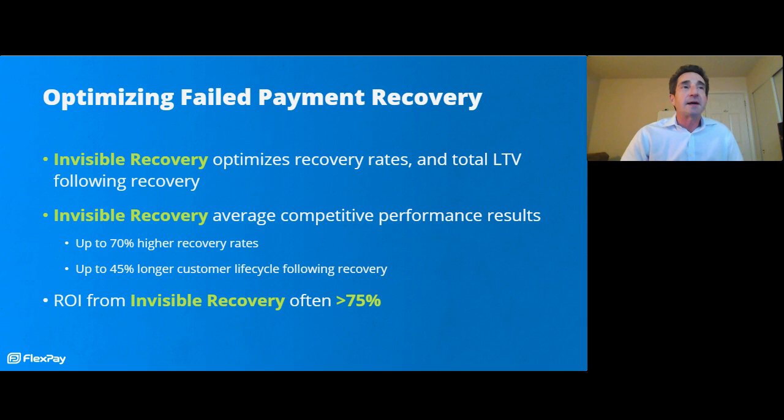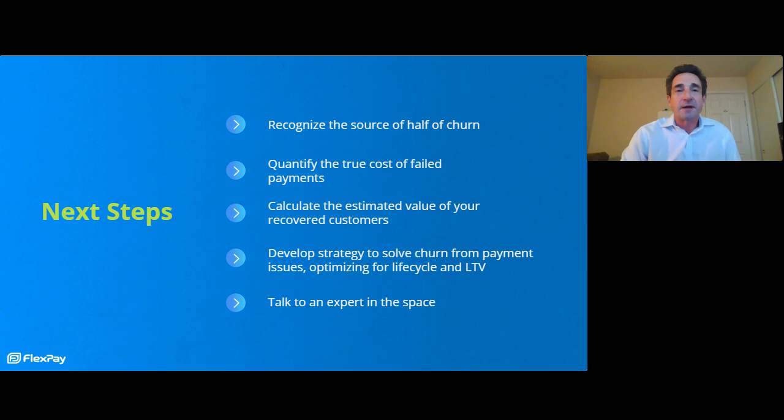And on top of that, the customers we recover last longer, on average 45% more billing cycles after the recovery. So there's an acceleration of revenue, both from recovering more customers and having them last longer. What this means is that the ROI from invisible recovery most often averages over 75%. So again, there's almost no other investment that you can make that will deliver that kind of ROI in your business.